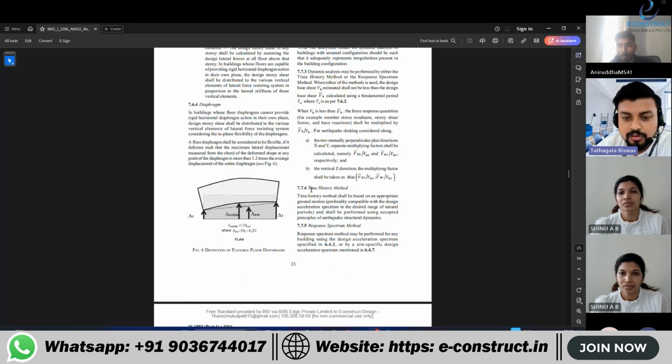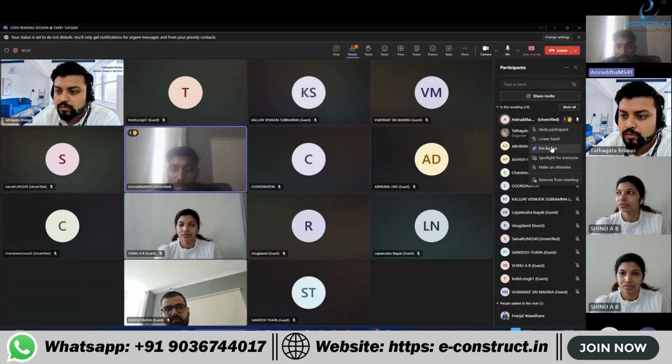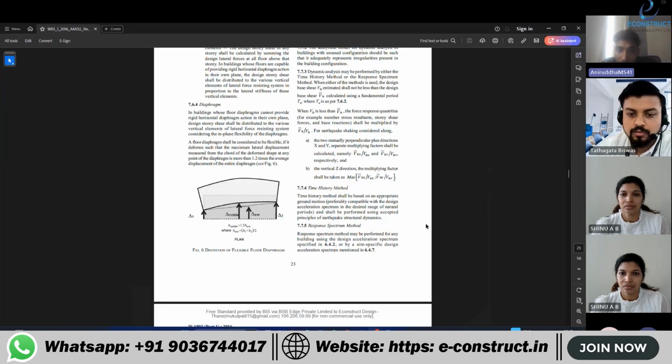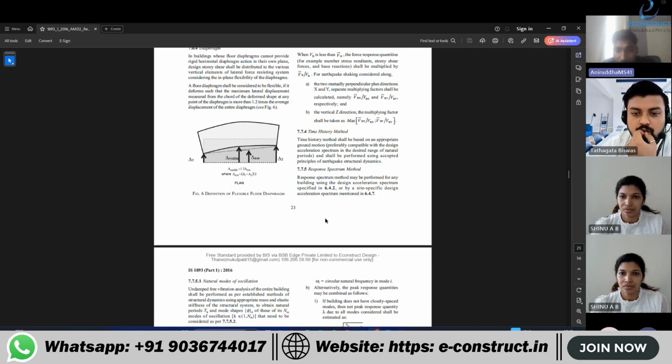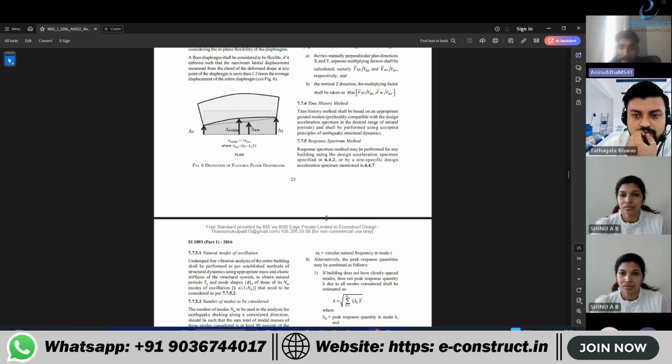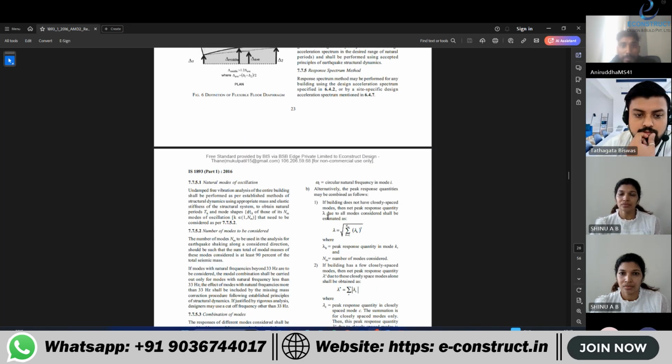Yeah, so next, the time history method. Time history method shall be based on an appropriate ground motion, preferably compatible with the design acceleration spectrum and the desired range of natural periods, and shall be performed using accepted principles of earthquake structural dynamics. Then 7.7.5, response spectrum method. Response spectrum method may be performed for any building using the design acceleration spectrum specified in 6.4.2 or by a site-specific design acceleration spectrum mentioned in 6.4.7.